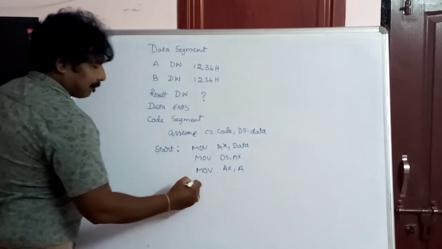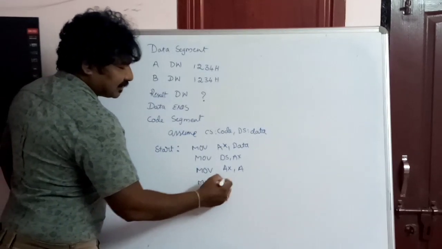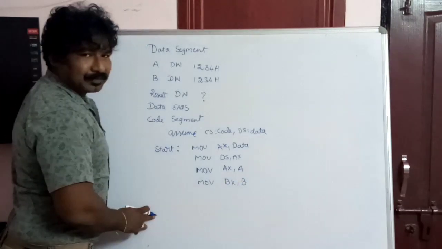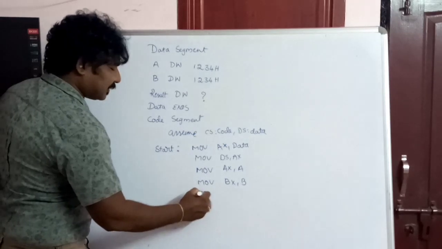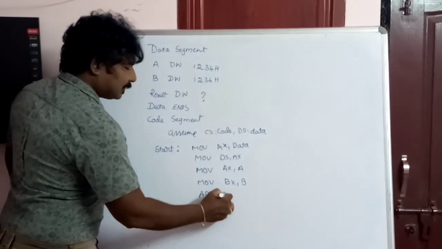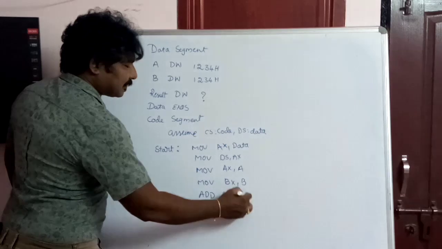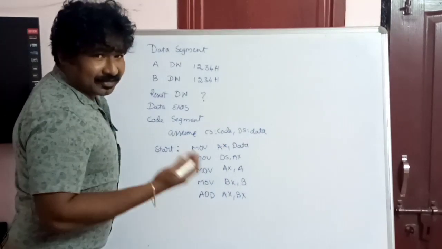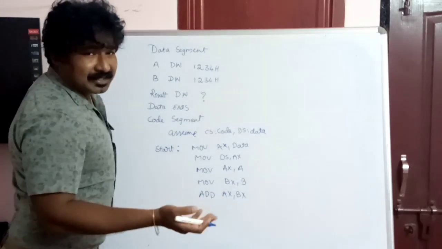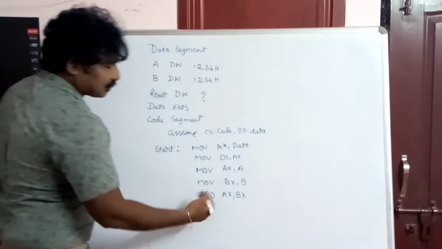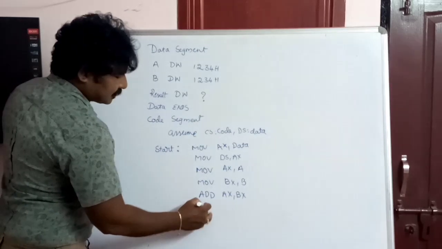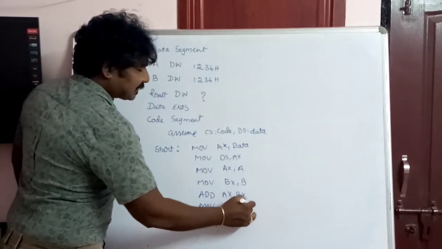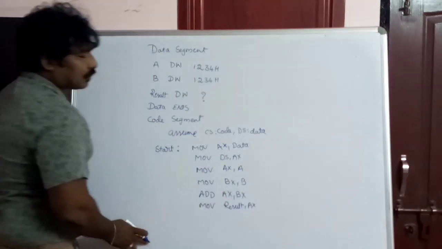Then take another number into BX. So MOV BX, B. Now I can perform the addition operation: ADD AX, BX. So the addition is performed. You will get the result in AX only. So move the result into result. That means move the contents of AX into result. For that I have to write MOV result, AX. Friends, that's it.